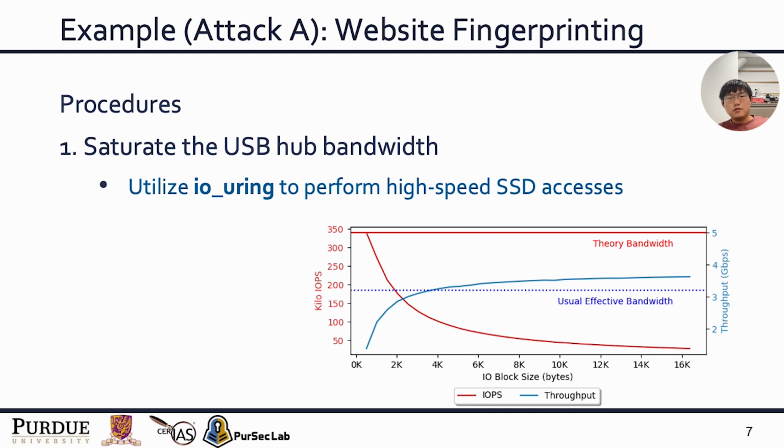The x-axis represents the I/O size used to access the SSD, and the right y-axis shows the throughput achieved by our attack program. As the red line shows, the theoretical bandwidth is 5 Gbps. However, due to encoding, packet framing, and flow control overhead, the actual effective throughput is around 3.2 Gbps. As the graph shows, when the I/O size is adjusted to 4 KB, the program is able to saturate the USB bandwidth, which is important to the success of our attack.